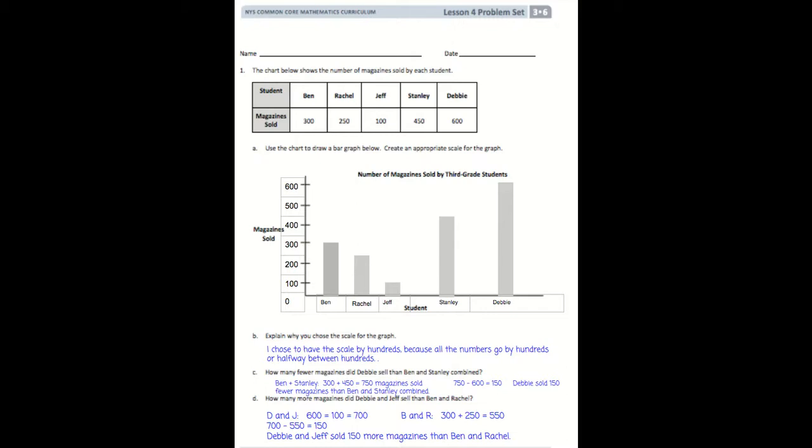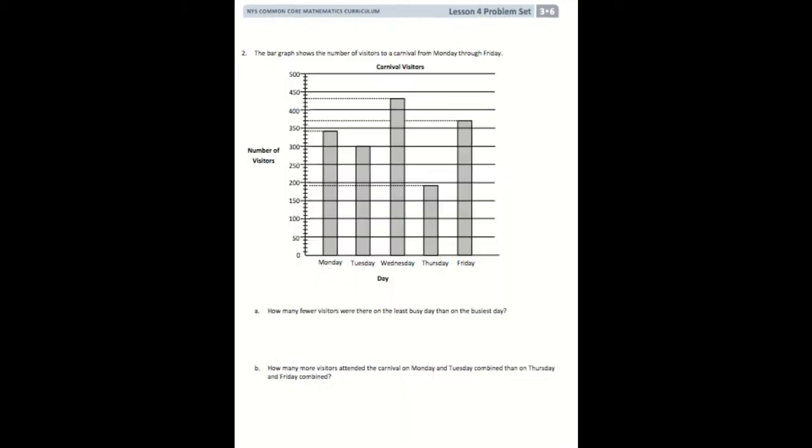So Debbie and Jeff sold 700 magazines. And then B and R means Ben and Rachel. And they sold 300 plus 250, which equals 550 magazines. So I'm going to take those two numbers and subtract them. 700 minus 550 equals 150. So Debbie and Jeff sold 150 more magazines than Ben and Rachel. So check your work on that, and if you need to pause the video at any time, feel free. And I'm going to go on to the next page.